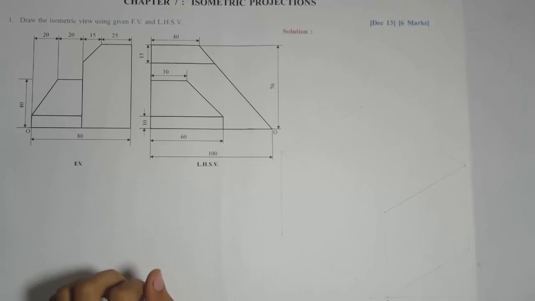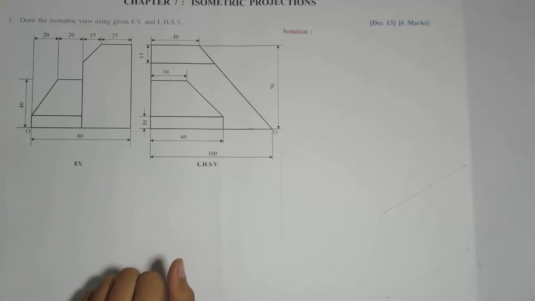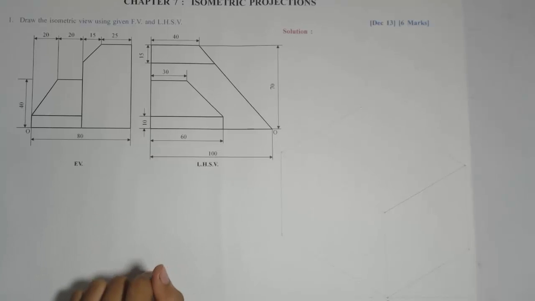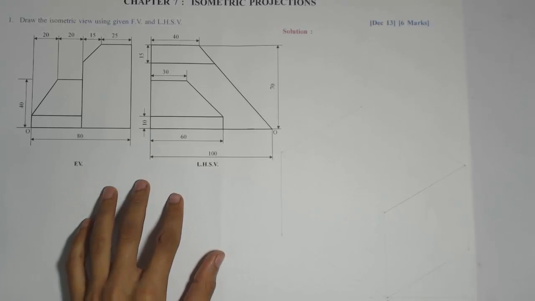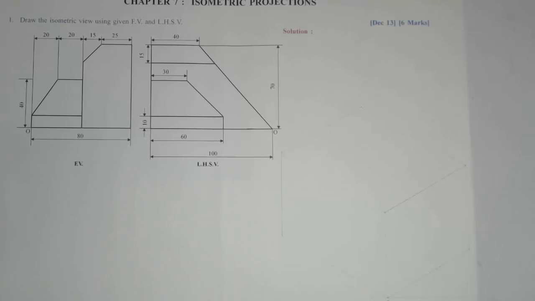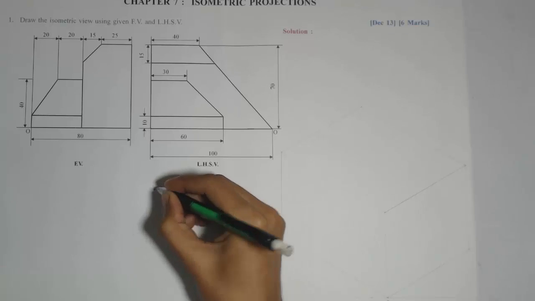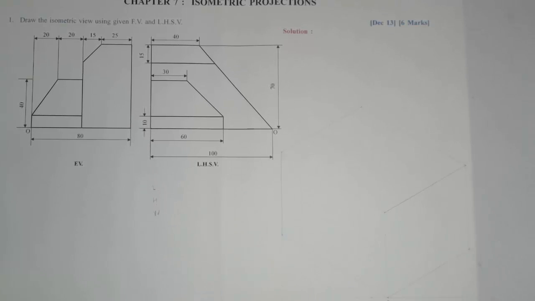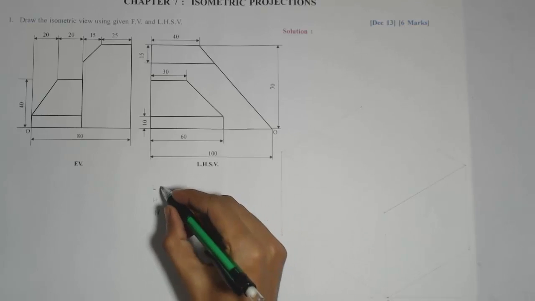So here, in front view and left hand side view, there will be one dimension which is common. Since it is a three-dimensional object, the three dimensions I am going to get are length, then height, and width. If you see, I am getting the length in the left hand side view, which is 100, the maximum size.